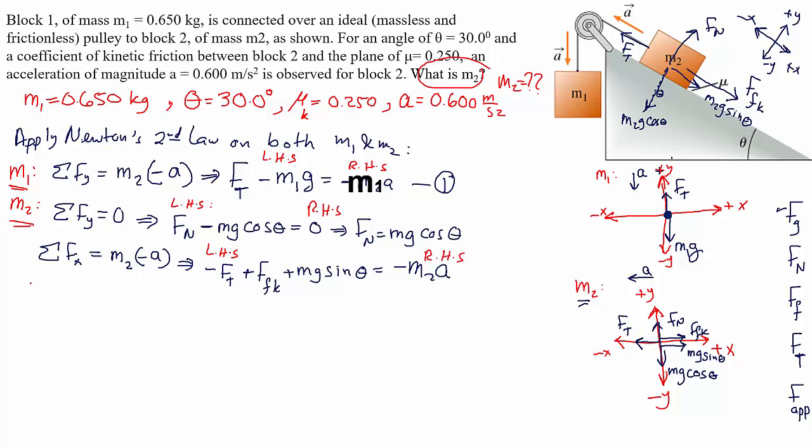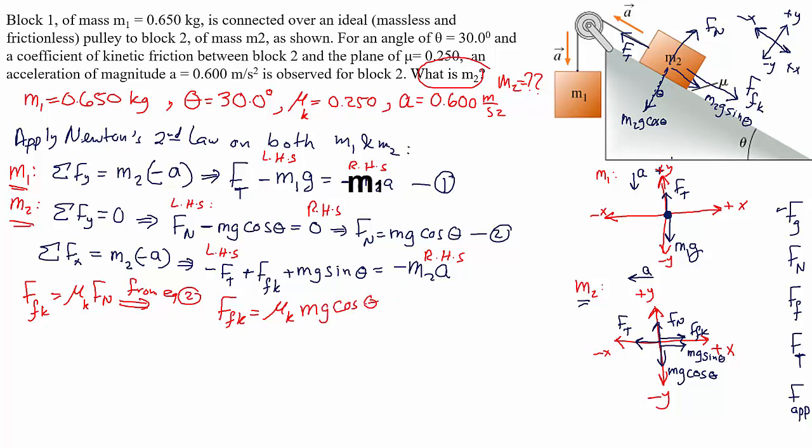The equation of friction is the coefficient of friction times the normal force. If it's kinetic friction, then this is the coefficient of kinetic friction. And since we found the normal force, if we call this equation 2, from equation 2 we know that the normal force is M2g cosine theta. Hence, from equation 2, we can write the force of friction to be equal to the coefficient of friction times the normal force, which is M2g cosine theta.